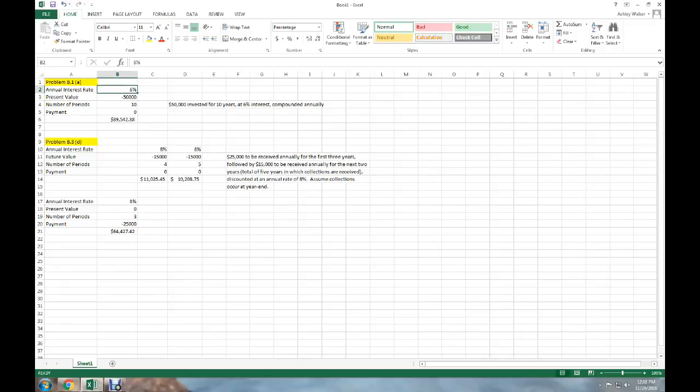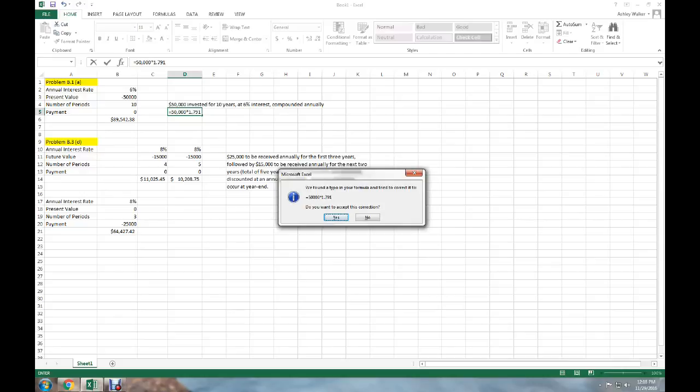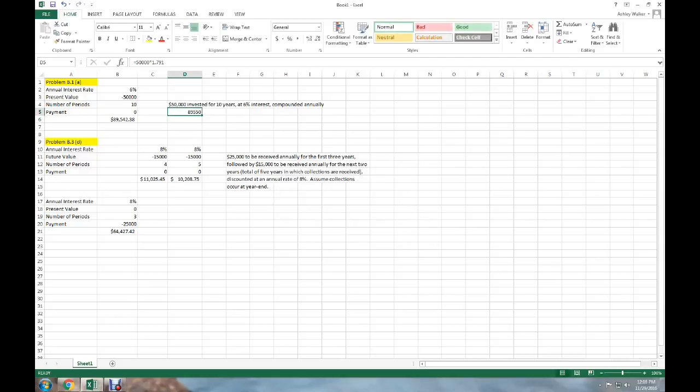But let's look at problem B1 part A. In that one we had $50,000 invested for 10 years at 6% interest compounded annually. So if you remember, we looked at the table, and 50,000 was multiplied by a factor of 1.791. So we should have gotten 89,550.